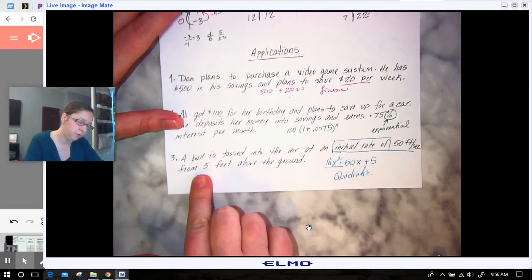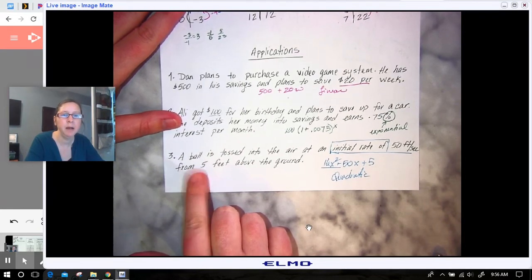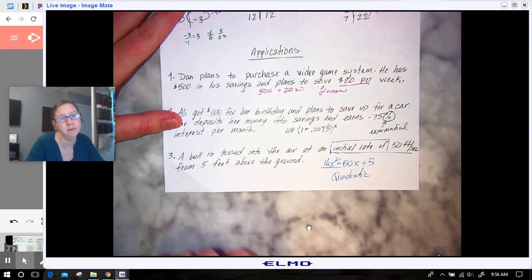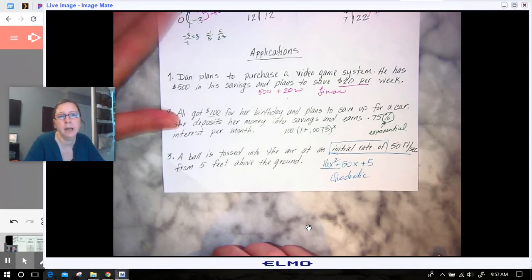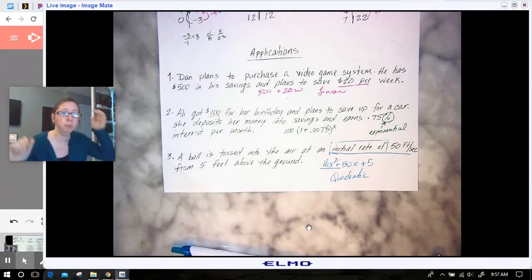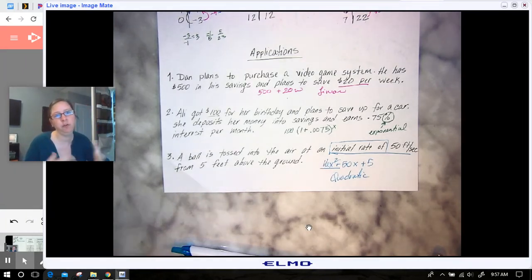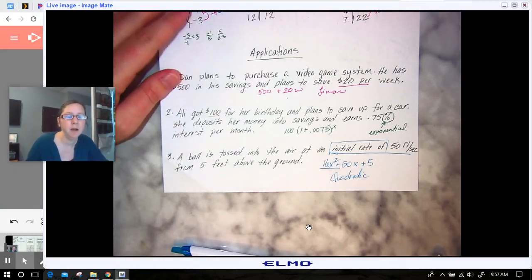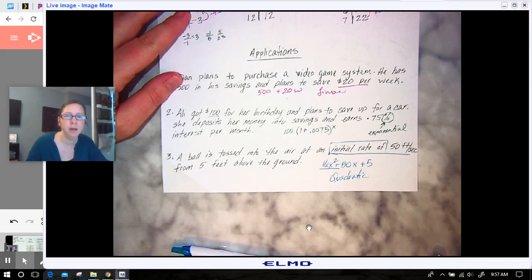Another example of a quadratic would be a pool that is x inches wide and x plus 2 inches long, and I want to change the dimensions or do something like that. That would also be quadratic.